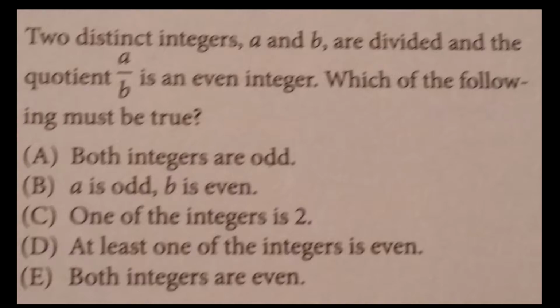Two distinct integers, a and b, are divided, and the quotient, a over b, is an even integer. Which of the following must be true? Both integers are odd. A is odd, b is even. One of the integers is 2. At least one of the integers is even, or both integers are even.